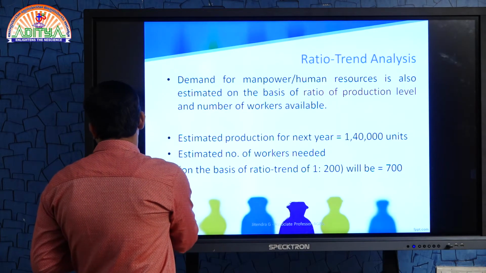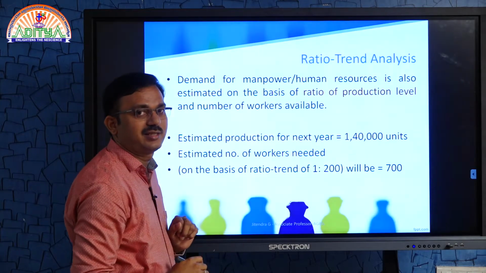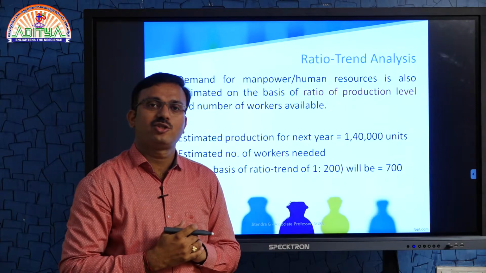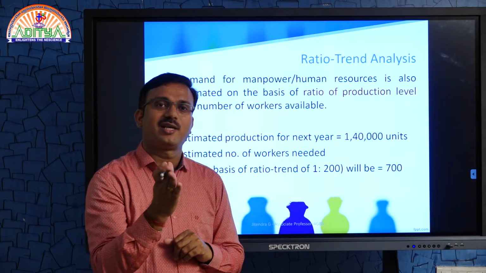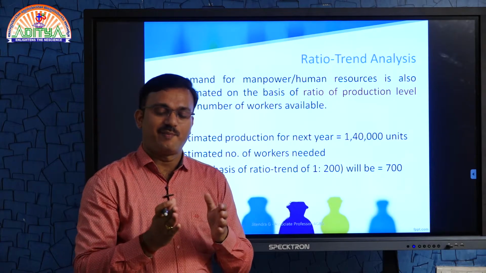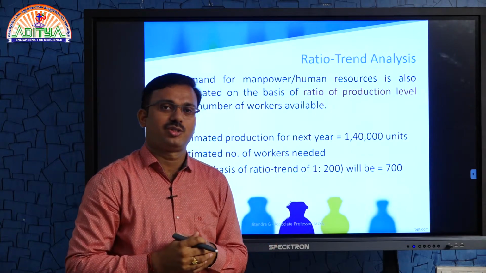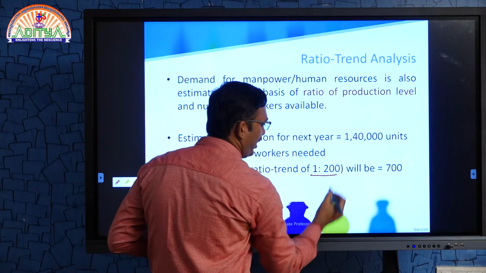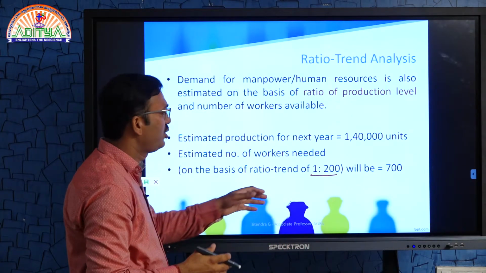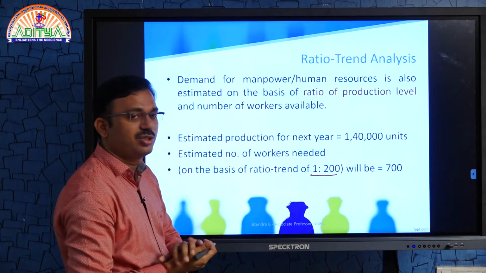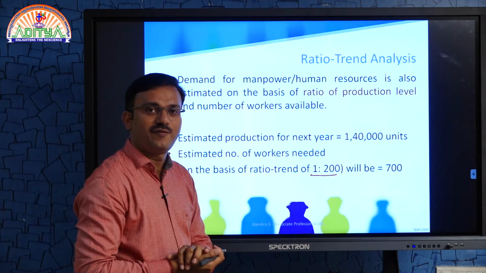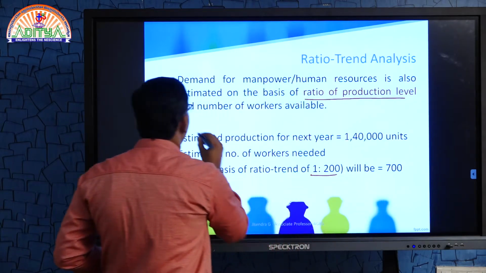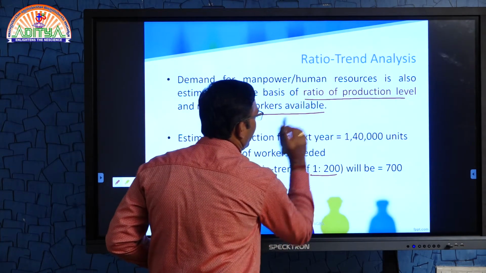Next method is ratio trend analysis. This ratio trend analysis is based on how many employees are required, and they compare based on ratios. Simple, here see, on the basis of ratio trend 1:20, from that 1:20 ratio we calculate. In these ratios they consider the ratio of production level and the number of workers that are available.